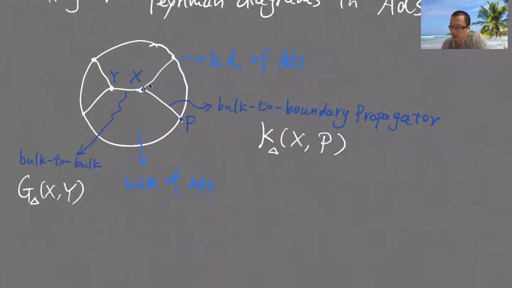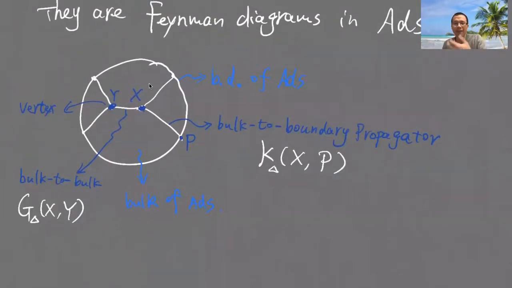Besides those propagators, we also have interaction vertices, like here and here. Indeed, this is exactly the same ingredients you have for a Feynman diagram: propagators and interaction vertices. The only difference is that instead of flat space, we are in a curved AdS space, and that leads to the vertices and the propagators being more complicated.